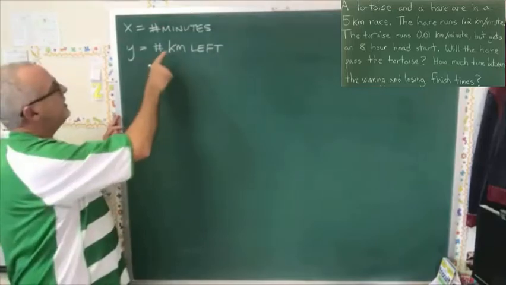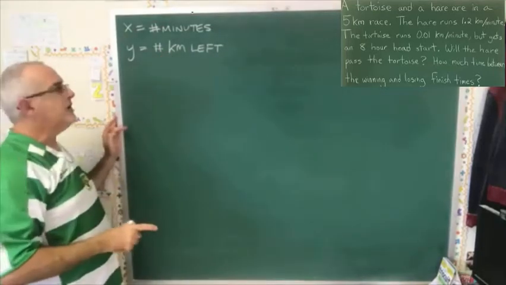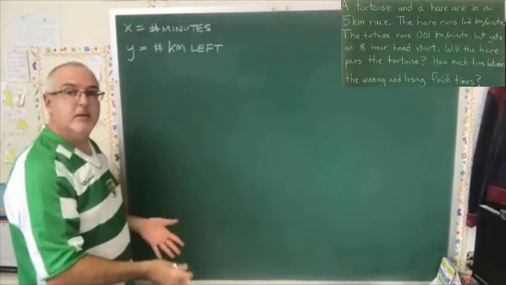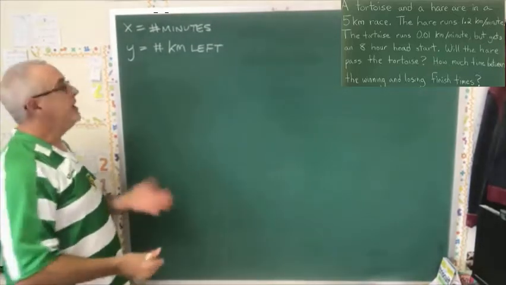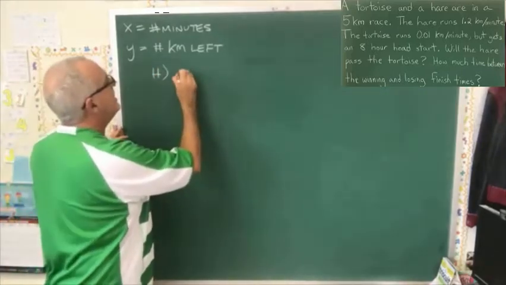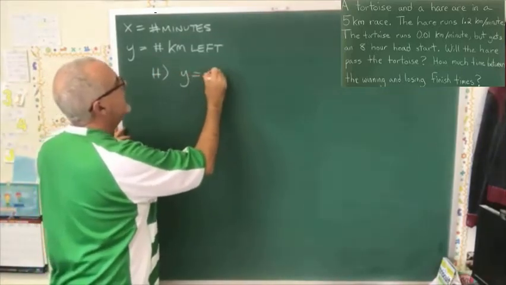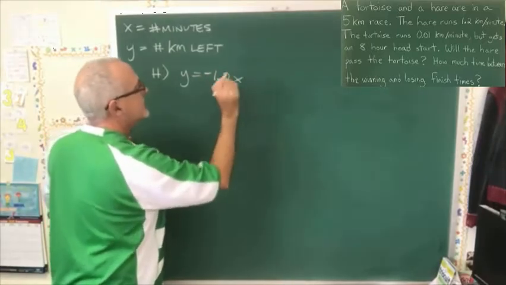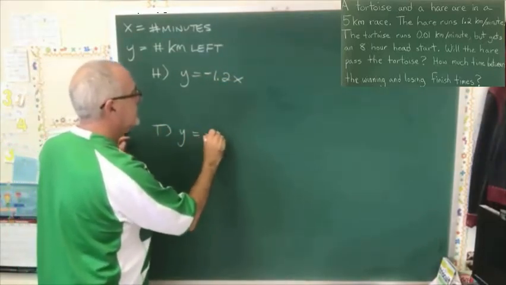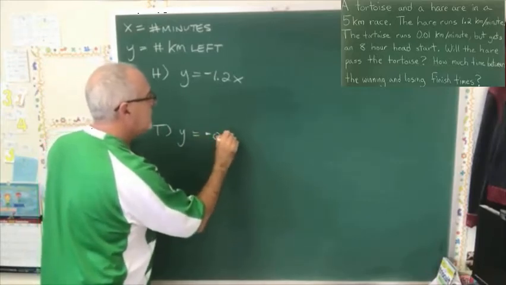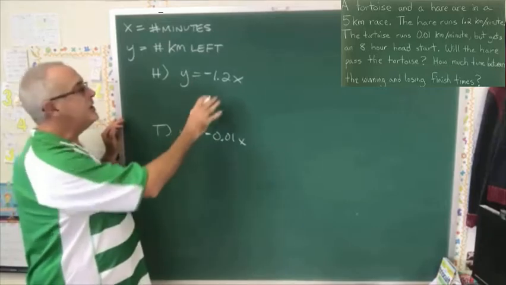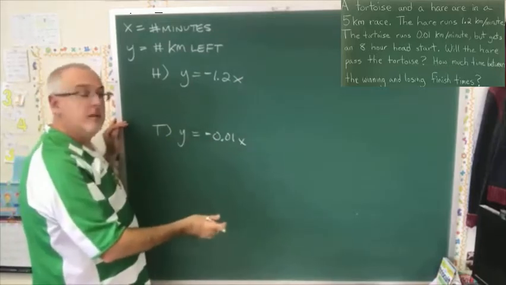The trick with defining the variables this way is to realize that as the minutes go by, you have less kilometers left, so that indicates a negative slope. So the hare's equation will be y equals negative 1.2x. And the tortoise's equation will be y equals negative 0.01x.